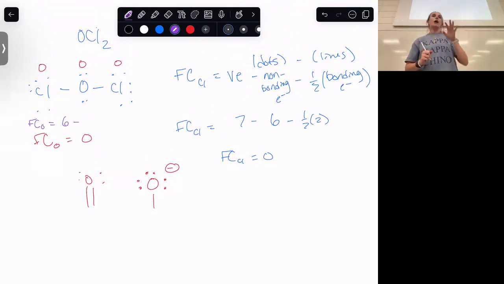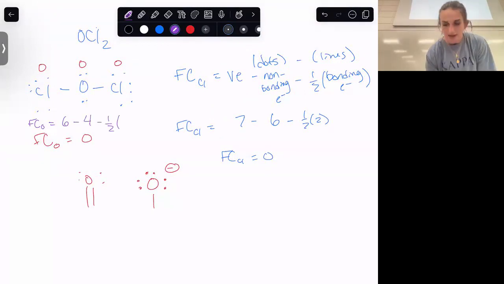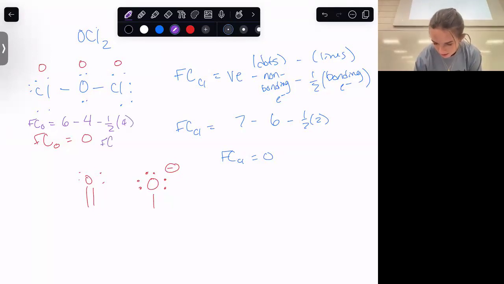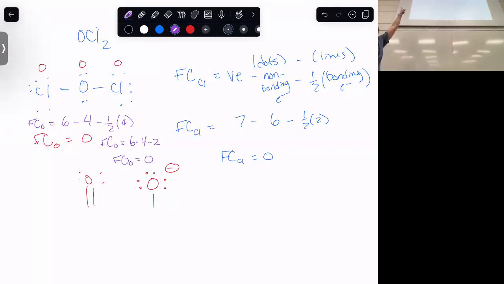How many non-bonding electrons does it have? 4, right? There's 4 dots. How many bonding electrons does it have? It has 4 total, because we have 2 from the single bond on the left and 2 from the single bond on the right. So we take 1/2 of that, which is 2. So the formal charge of oxygen is 6 - 4 - 2, which is 0. And that's how we got the 0 for that one. You can solve that again for the oxygen with the -1 charge and prove to yourself that it's -1.